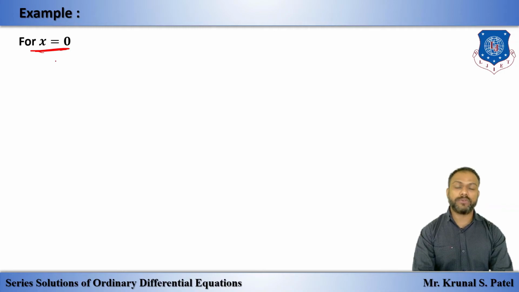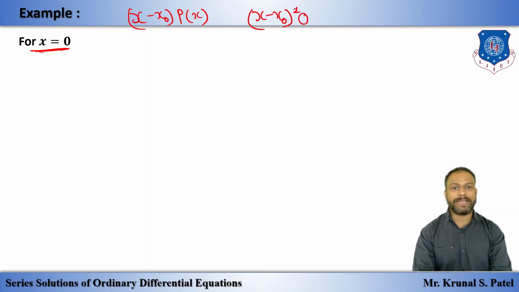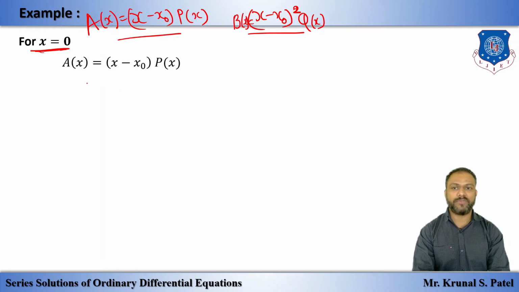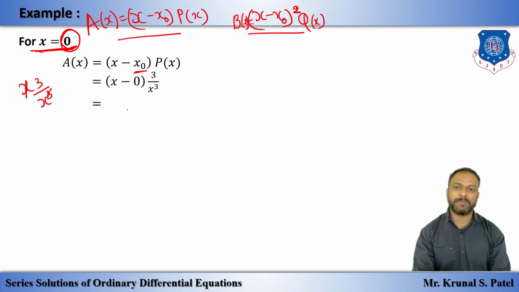So now for x equal to 0 we will find x minus x0 into p of x, and x minus x0 whole square into q of x. We will find these two values for RSP or ISP, and as we know, we have given them the names small a of x and capital A of x. So first we will find capital A of x equal to x minus x0 into P of x. Here x0 is 0, so x minus 0 into this. So we have x into 3 by x cube, so by cancelling this out we have x by x square, 3 by x square, sorry, 3 by x square. This is our A of x.